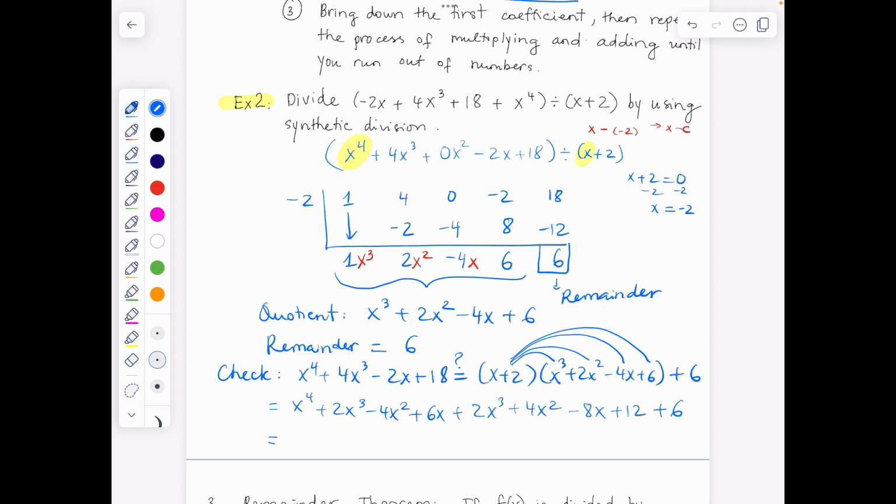Now we're combining like terms. There's only one x to the 4th power. There are 2 x cubed terms, so 2x cubed plus 2x cubed is 4x cubed. Then we have negative 4x squared and positive 4x squared, which cancel. And then we have 6x minus 8x, that's negative 2x. And finally 12 plus 6 gives you 18. As you notice, this polynomial that we just obtained looks exactly like the dividend that was given to us. That means we got the correct answer.